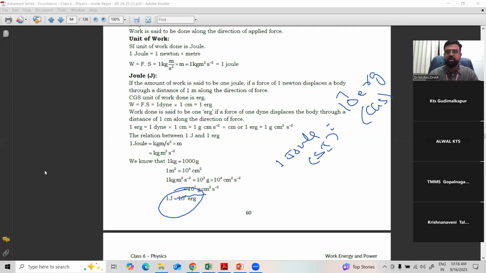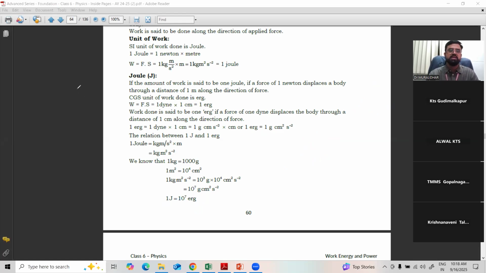Work is said to be done when a body displaces along the direction of force. So force should apply on the body and the body should move some distance. Then only you can say that work is done. Right? Clear?